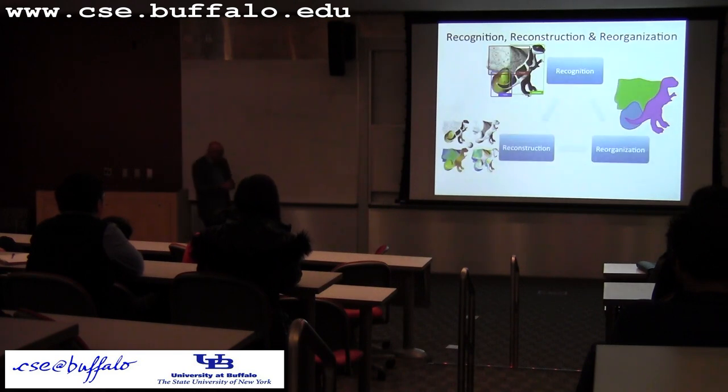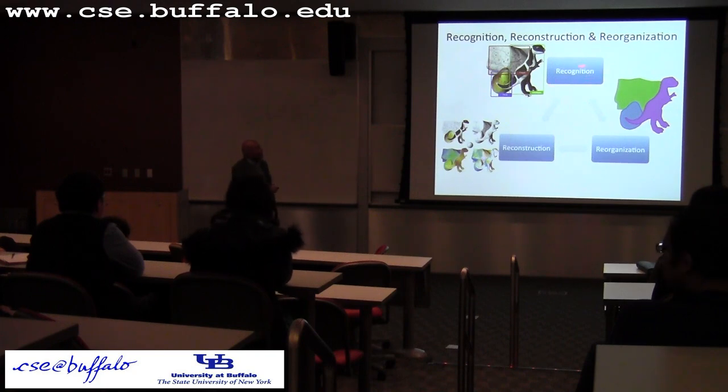I like to divide up the task into three sub-problems. There is the problem of recognition, and recognition is attaching semantic labels. So I want to be able to say this is a dinosaur, this is a pear, this is a piece of crumpled paper. There's the task of reconstruction.